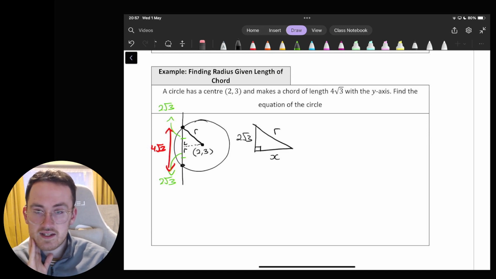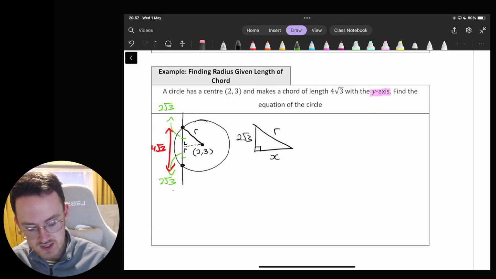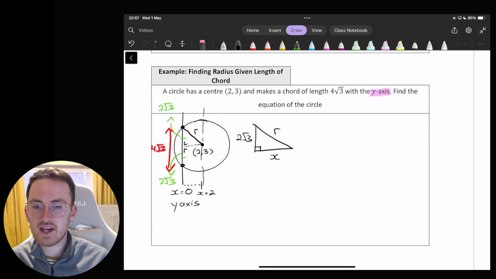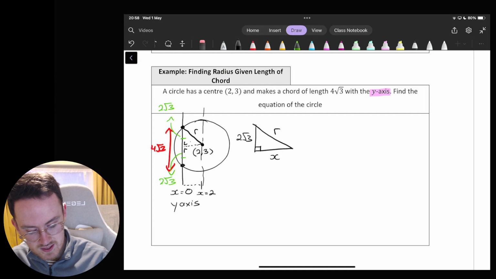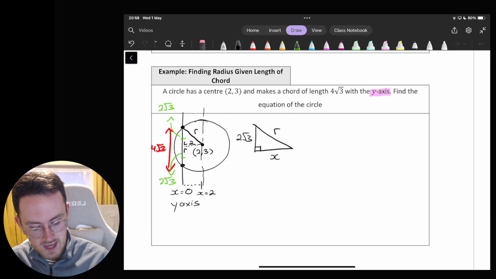And the reason I'm calling that x is that distance is to do with how far I've travelled along the x-axis. If we look at the question, it says that this makes a chord with the y-axis. So this line that I've drawn in here is actually the line x equals 0, which is the y-axis. So since we've gone from x equals 0 to x equals 2, where my centre line is, that's going to mean that this distance must be a horizontal distance of 2 that I've travelled to get to that centre. So x here is actually going to be 2. And once I've identified that, then it's just a case of doing Pythagoras' theorem.